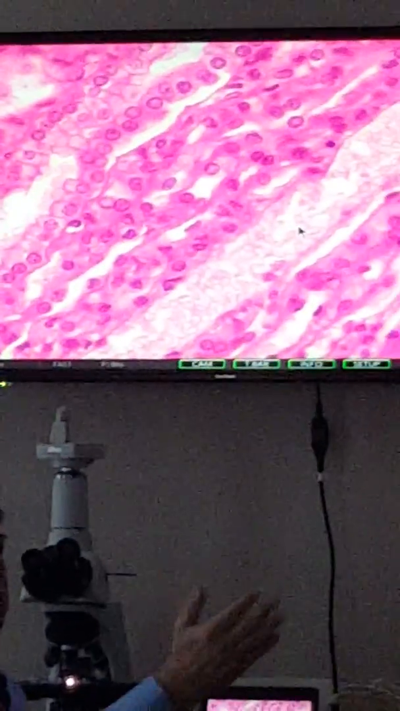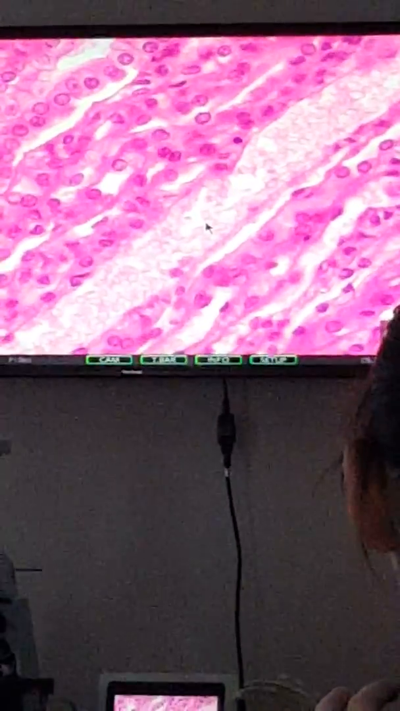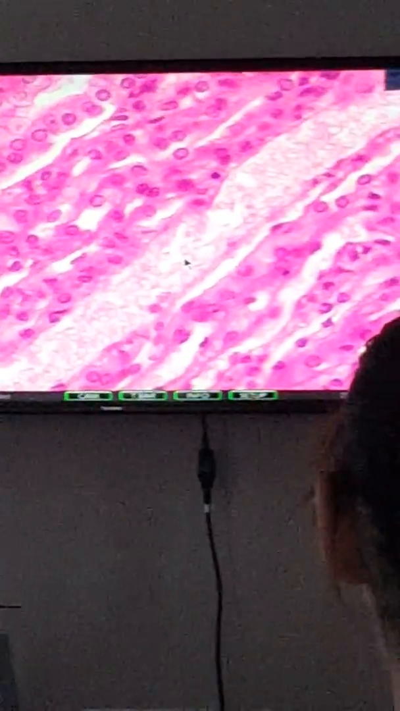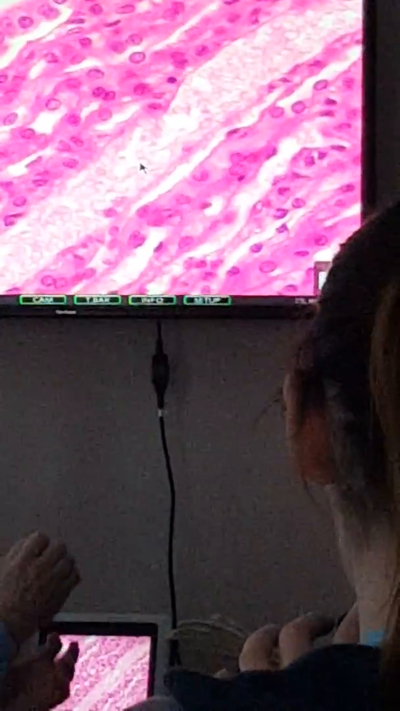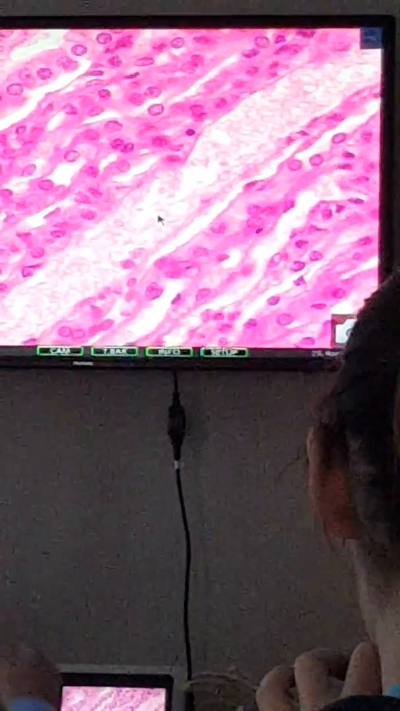If it's lined by simple squamous epithelium, but there are no red blood cells, it's probably part of the loop of Henle. If it's very straight and has the well-delineated simple cuboidal epithelium, probably collecting ducts. All right? So you see how we're figuring everything out?